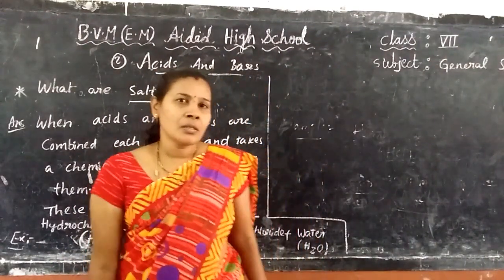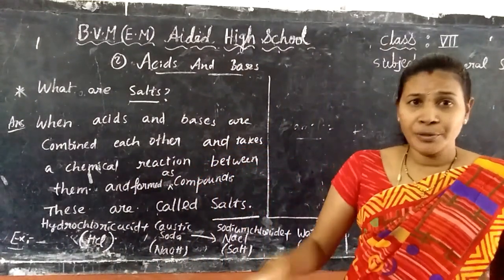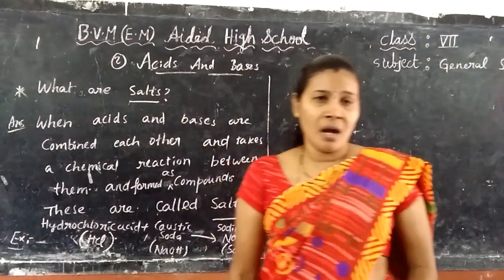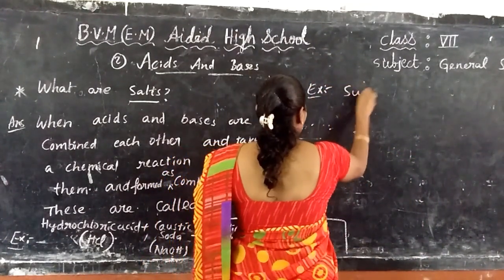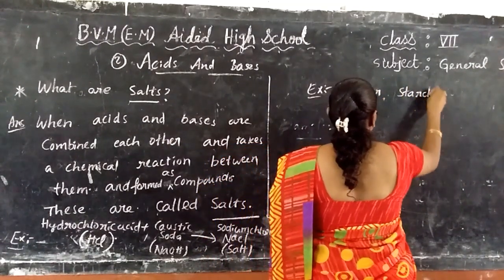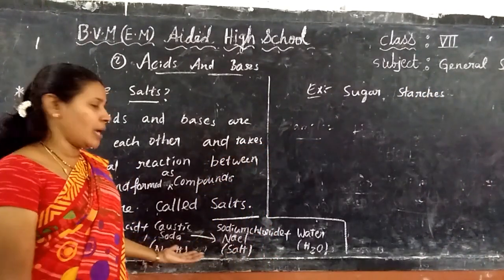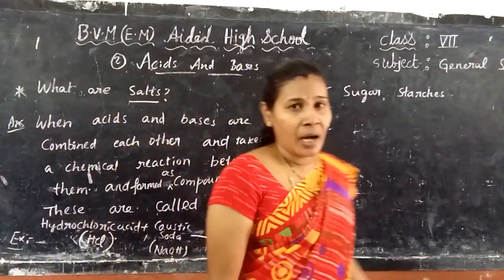We know that salts are neutral solutions, but all neutral solutions are not salts. For example, sugar and starches are not salts. All neutral solutions are not salts.